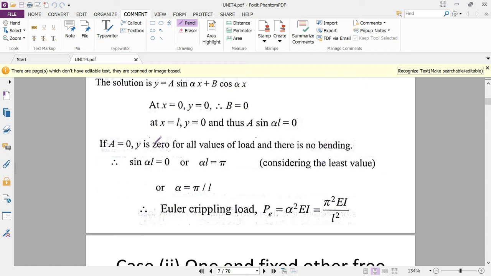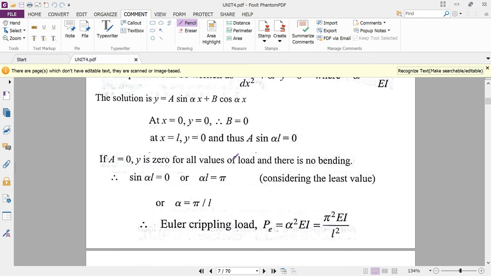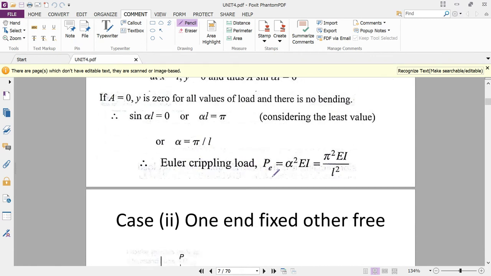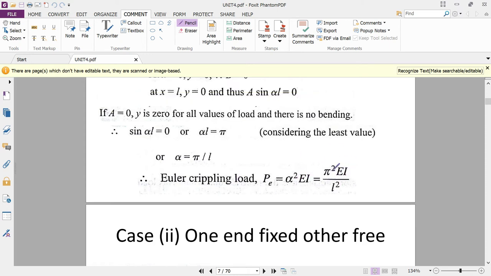Now if A is also 0 and y is 0, then for the full value of the load there is no bending. Therefore sine alpha L is equal to 0, or we can say that alpha L is equal to pi, because pi is the least value for which sine is zero. So alpha is equal to pi by L. The Euler critical load is PE equal to alpha square EI, that is pi square EI by L square. This is the generalized equation of the Euler buckling load.